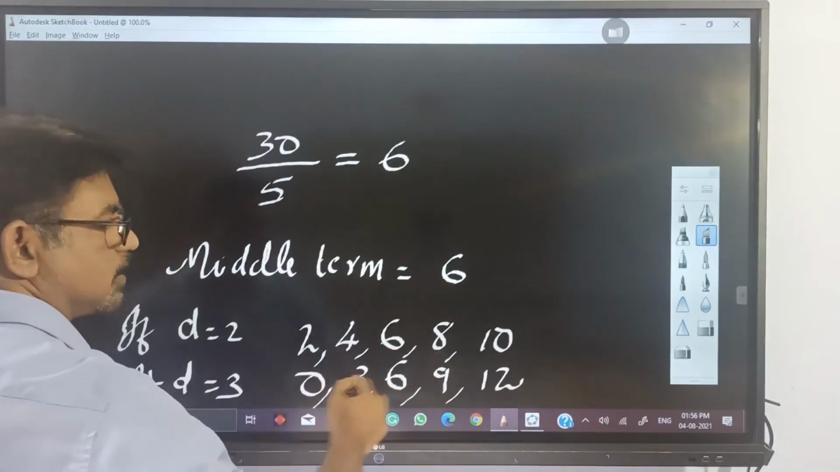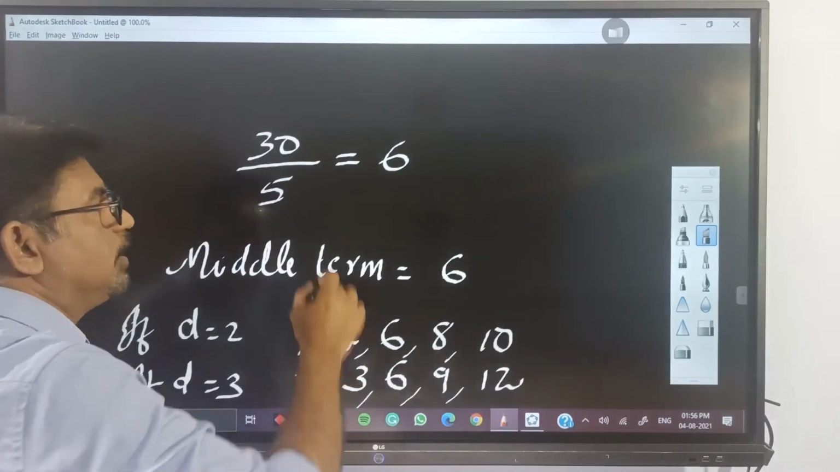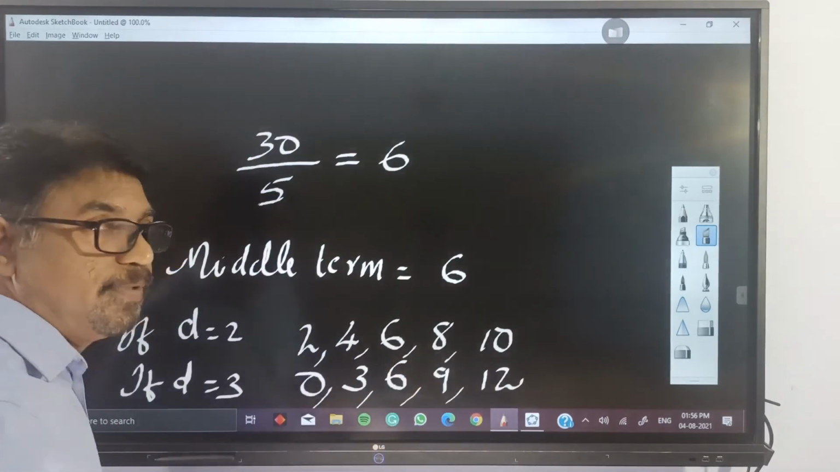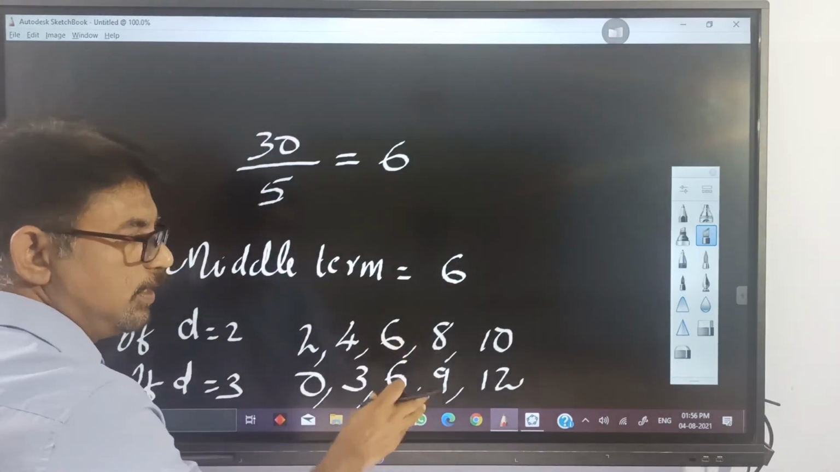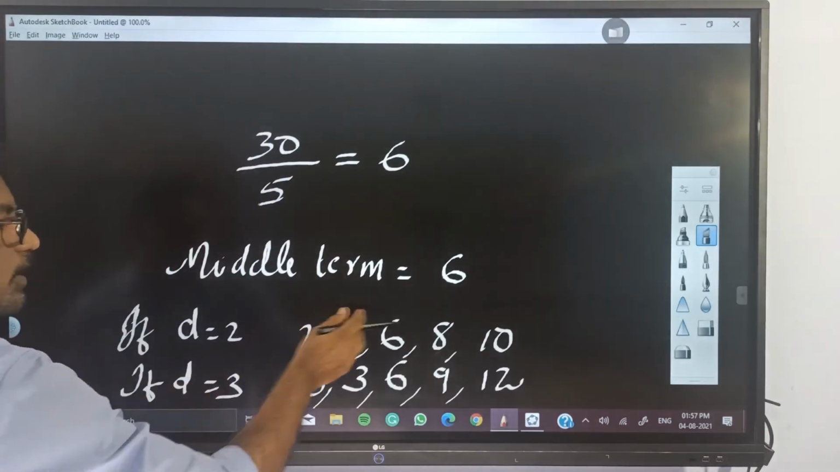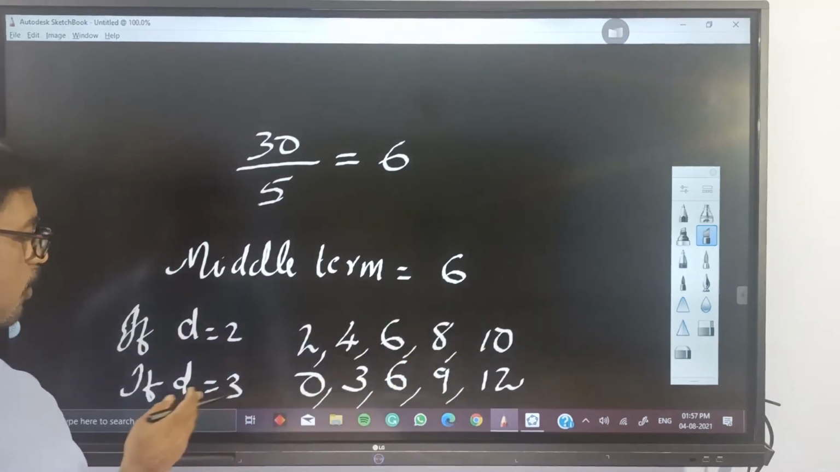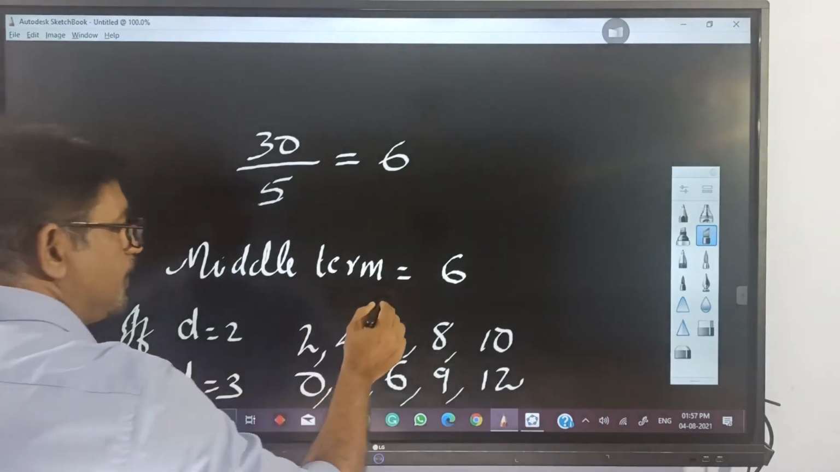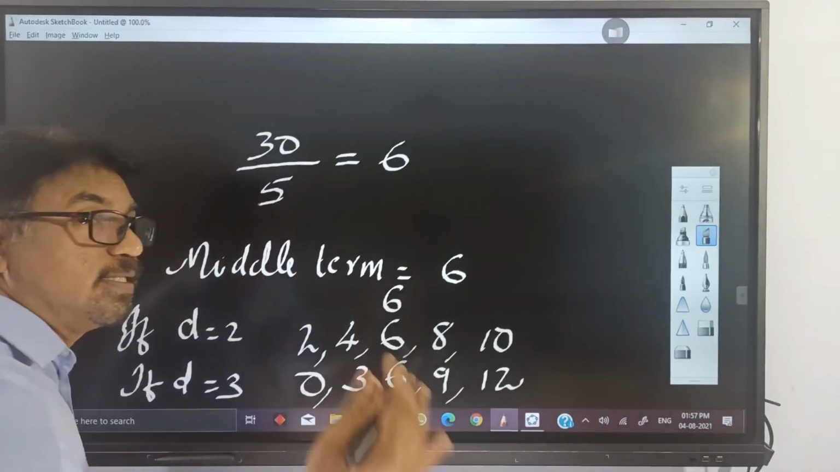The sum of these terms definitely will be equal to 30 because the middle term we are keeping is 6. 6 into 5 is equal to 30. So here the only difference is that here the common difference is 2 and here the common difference is 3. So keeping the same 6 here, we need to write another sequence.